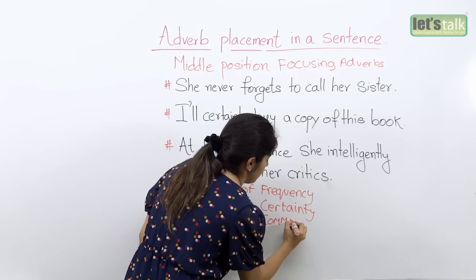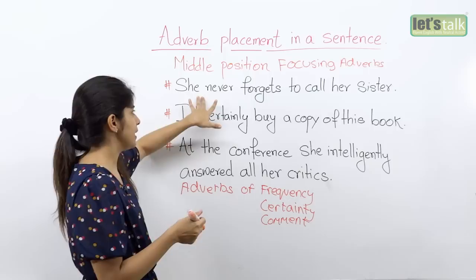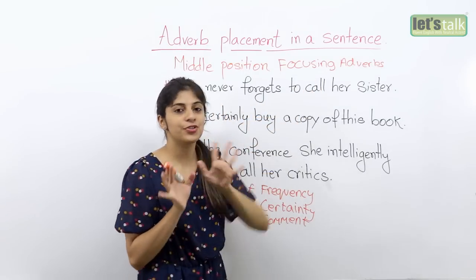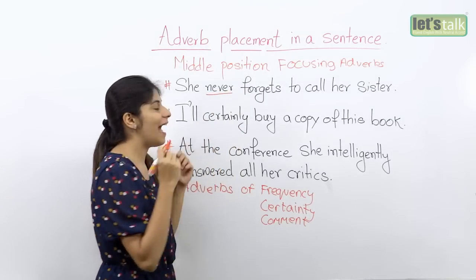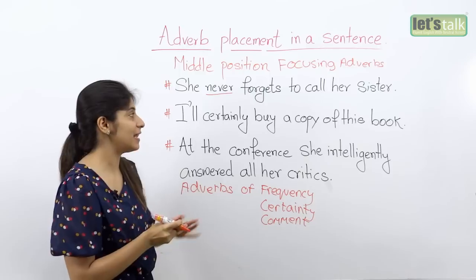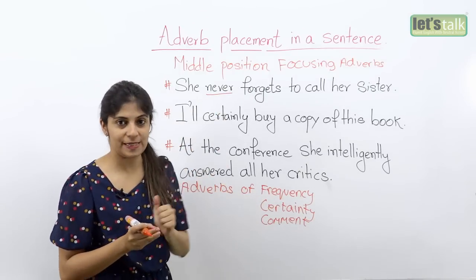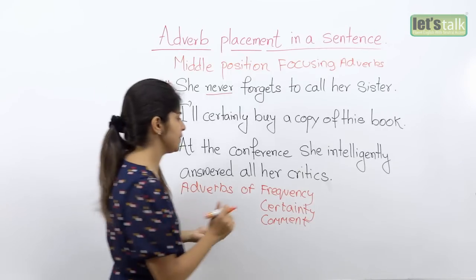Adverbs of comment. Now, look at the example over here. She never forgets to call her sister. So, the word never is the adverb that we end up using in the middle of a sentence. And it's adverb of frequency. So, never, often, sometimes.